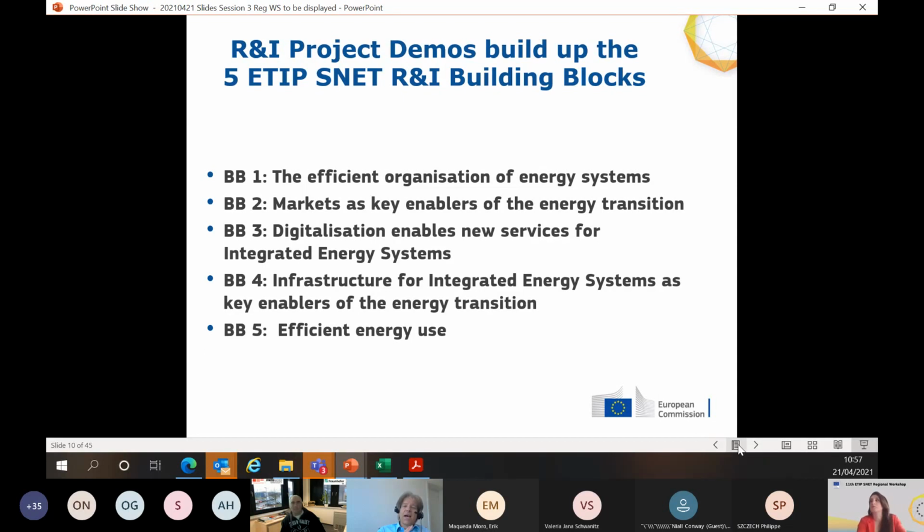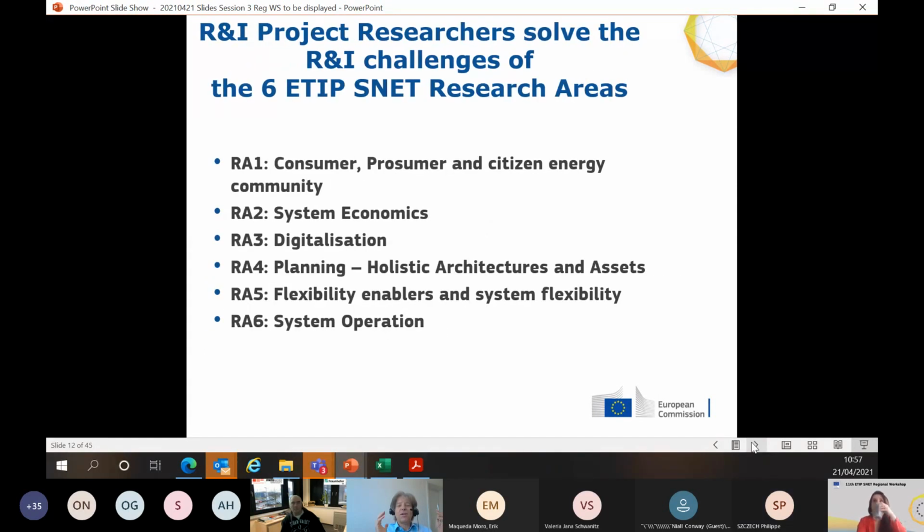Next one, we have the other dimension, which are the 6 research areas. So we will talk about both. Research area 1, you voted, is consumer, prosumer, and citizen community. Number 2 is markets economics. What do we need? Number 3 is digitalization needs. That's where we concentrate here on. Number 4 is planning for holistic architectures. 5 is flexibility enablers, and 6 is system operation.